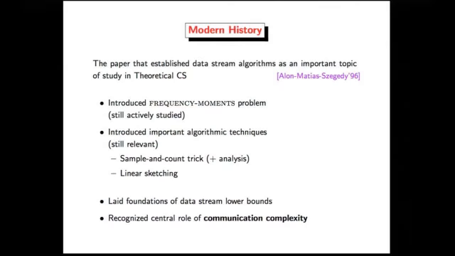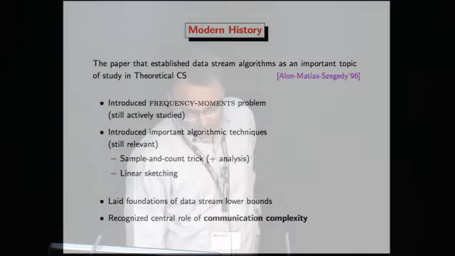These are still relevant. I won't talk about the algorithmic techniques, but most importantly, from my point of view, they laid the foundations of data stream lower bounds, in particular by recognizing the central role of communication complexity. And communication complexity gets around this issue that I brought up earlier with adversarial type lower bounds, in that it makes no assumption about what exactly the data stream algorithm stores, or for that matter, how it computes what it stores. Okay.